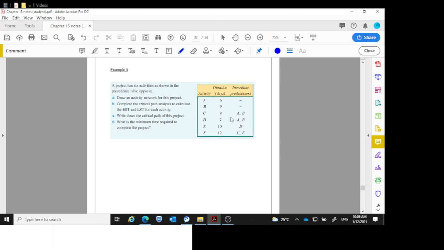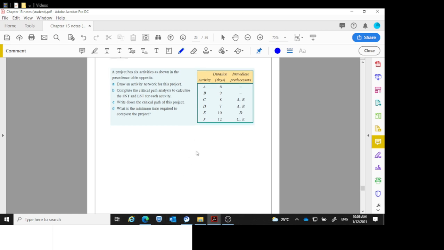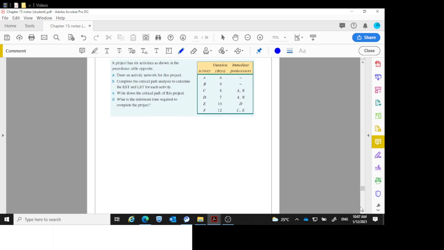Example 5. Okay, so this one here, we're going to draw it all up as well. So let me draw all this up. Project 6 activities are shown in the precedence table opposite, draw an activity network. Okay, so start here. A and B. A, that is 6. B, that is 9. A and B need to meet. Do I need A and B anywhere else? No. Okay, just let me rub that out then and join them together.